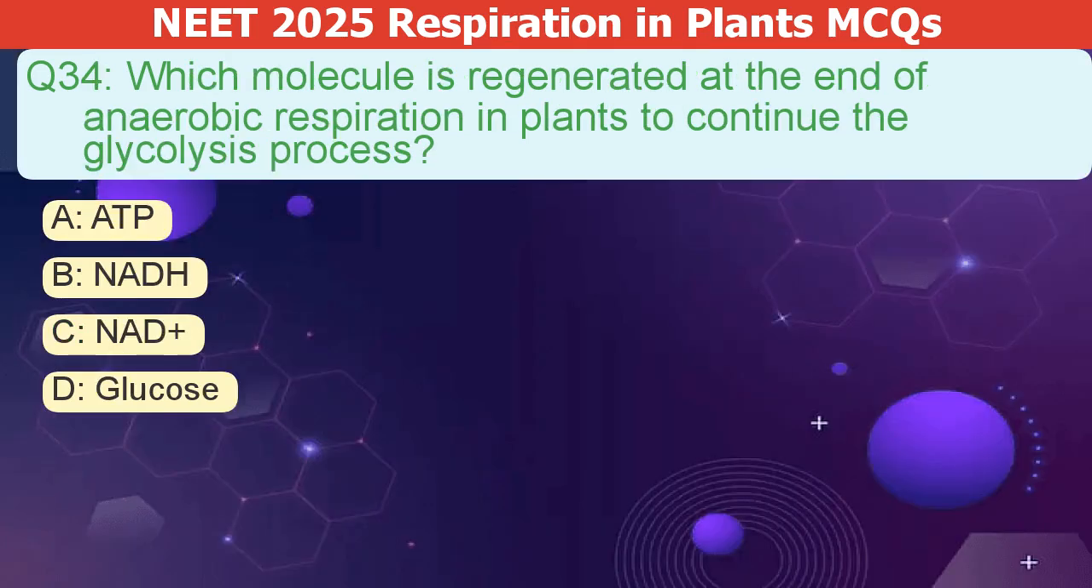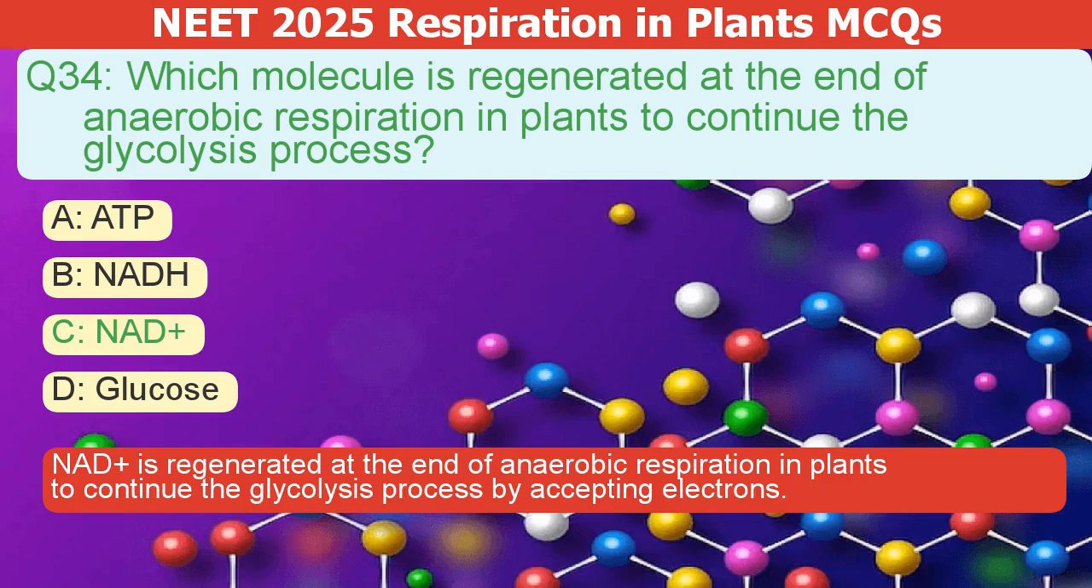Which molecule is regenerated at the end of anaerobic respiration in plants to continue glycolysis? A. ATP. B. NAD. C. NAD+. D. Glucose. The correct answer is C. NAD+ is regenerated at the end of anaerobic respiration in plants to continue the glycolysis process by accepting electrons.